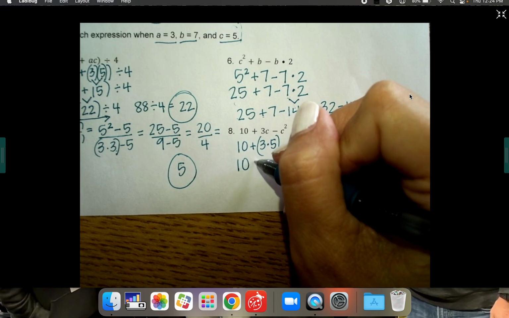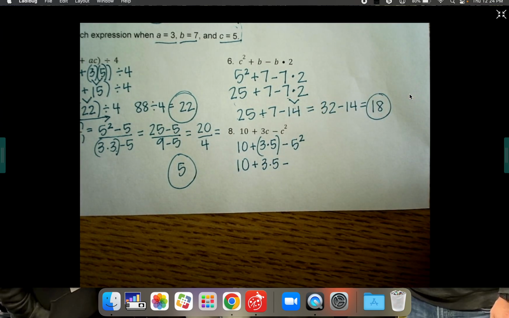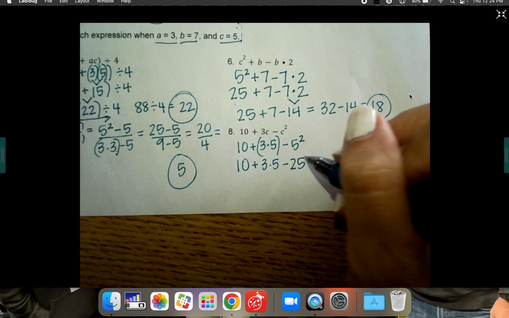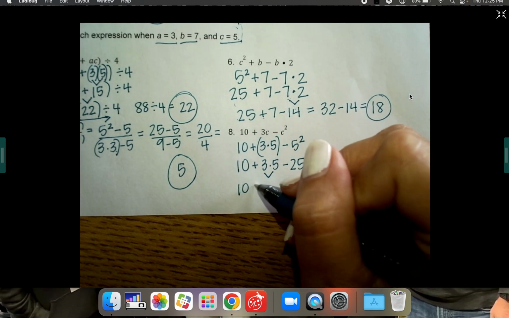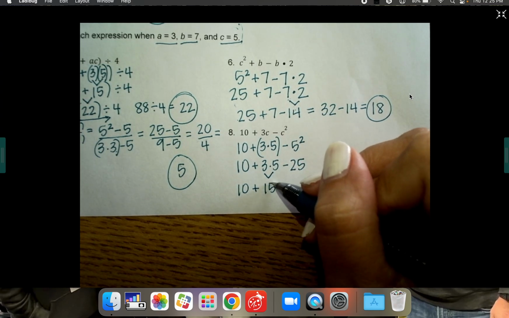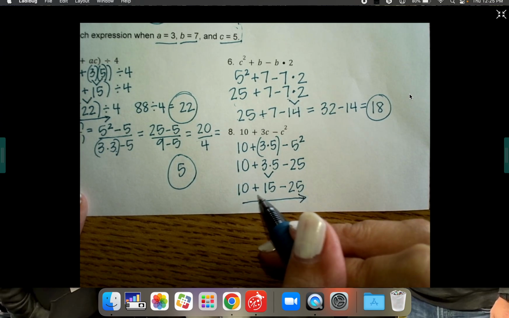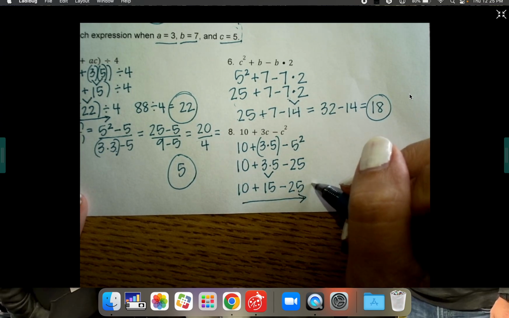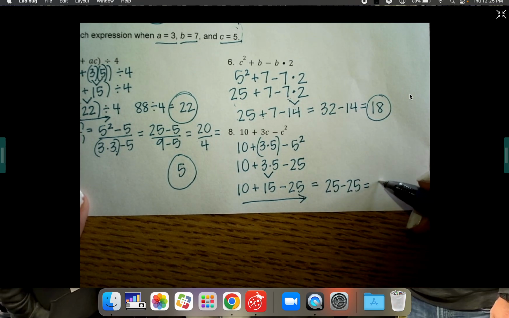So I will do 10 plus 3 times 5 minus, I will choose to do the exponent first, which is 25. Then I will come in here and do the multiplication, which has higher priority than adding and subtracting. So 10 plus, that would be 15, 3 times 5 is 15, minus 25, and remember you just go left to right when it's addition and subtraction because they have the same level of priority, so we're just going to go straight across. 10 plus 15 minus 25. 10 plus 15 is 25, minus 25 equals 0.